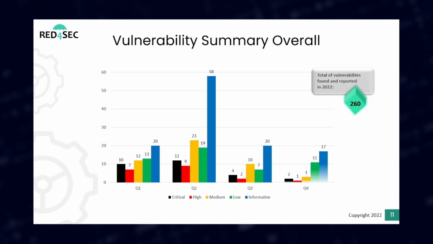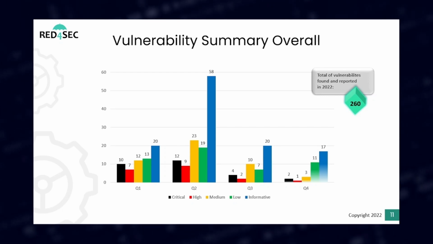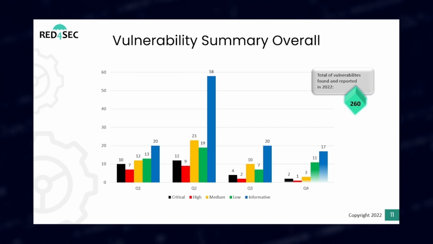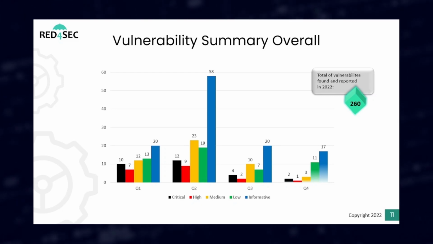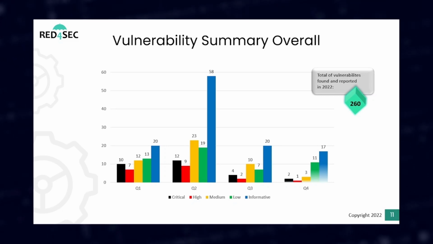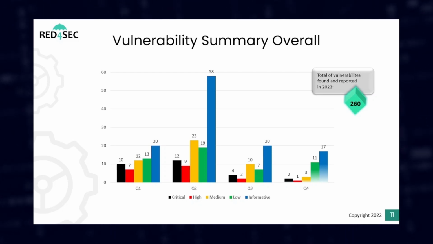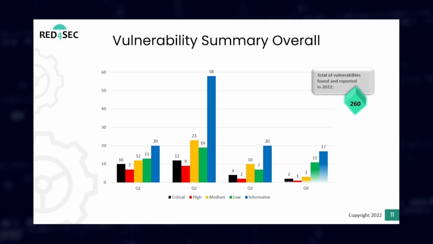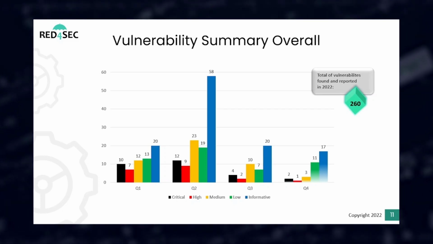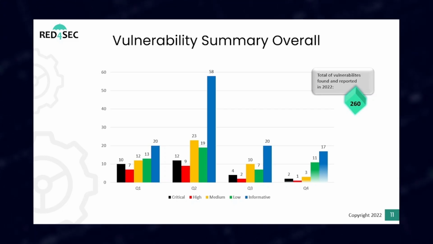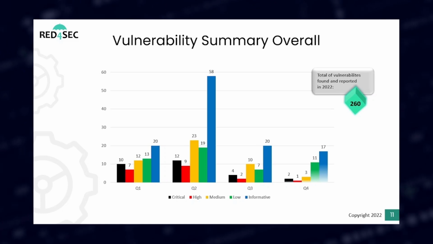Finally, you can see a graph of the vulnerabilities found and reported throughout this year. In Q1, 62 vulnerabilities were found and reported. In the second quarter, 121 vulnerabilities were found and reported. In quarter 3, 43 vulnerabilities were found and reported. And in the fourth quarter, the current one, 34 vulnerabilities have been found and reported so far.